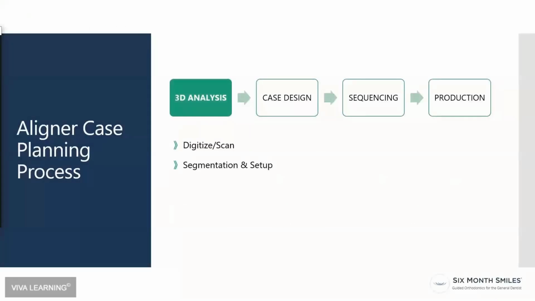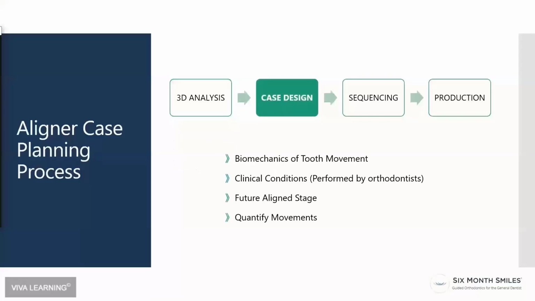Okay, so how does this process of planning cases look? We have four main elements, or four main categories on the workflow. We're looking at the 3D analysis that involves the scan of the teeth, digitalizing the patient, cloning your patient digitally, as I always refer to. The segmentation and the setup. We'll look at this in more detail in a second.